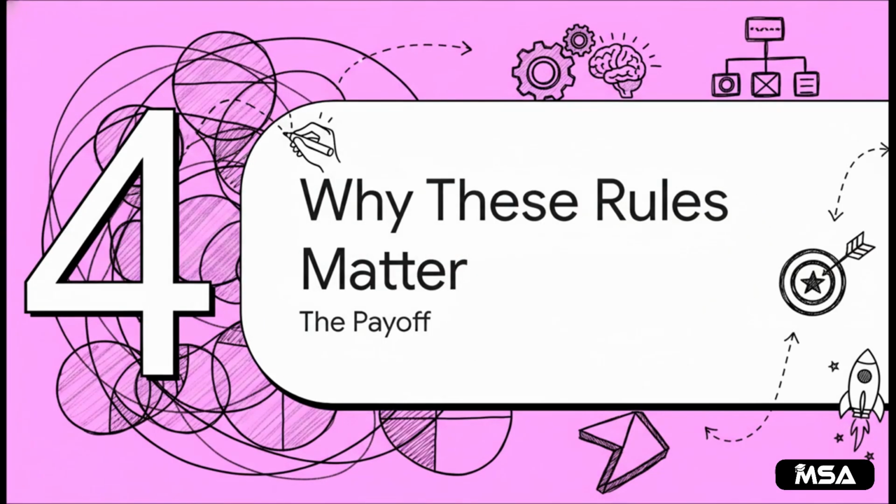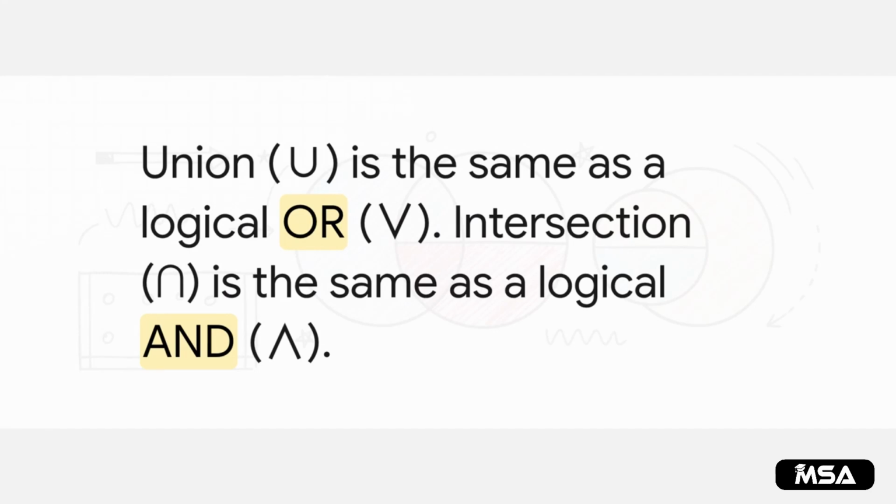So we've defined sets, we've got our operations, and we've got the rules they have to follow. But why should any of us care? What is the real-world payoff for all this abstract stuff? This is the final, and I think the most important part of the story. And here it is. This is the big connection.